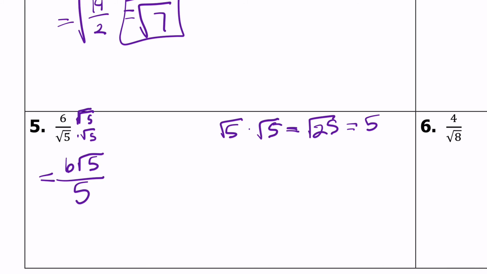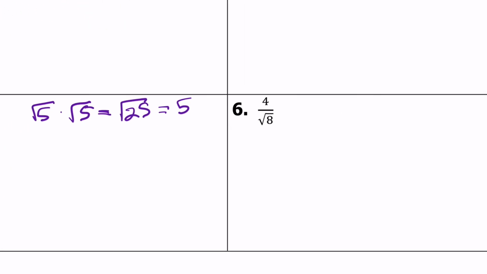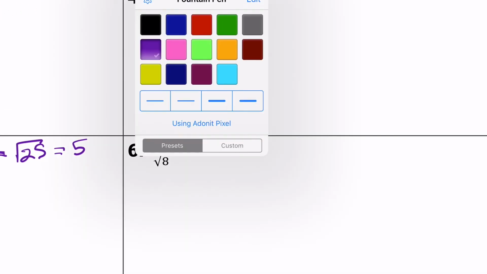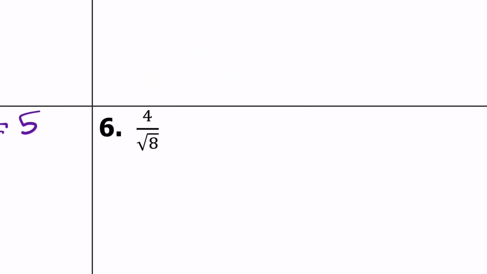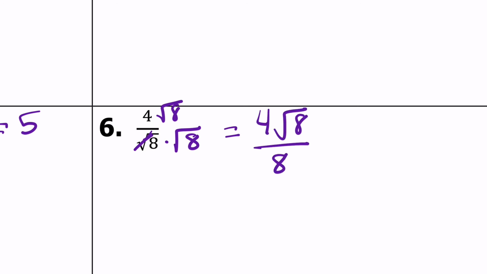So, let's see here. I wasn't going to look at 6, but I do want to look at 6. All right, so here's another one where we have to rationalize the denominator. Again, I'm going to do the exact same thing. I'm going to multiply both the numerator and the denominator by the square root of 8. That's going to let me get rid of that radical in the denominator. So that's going to leave me with 4 square root of 8 over just 8.